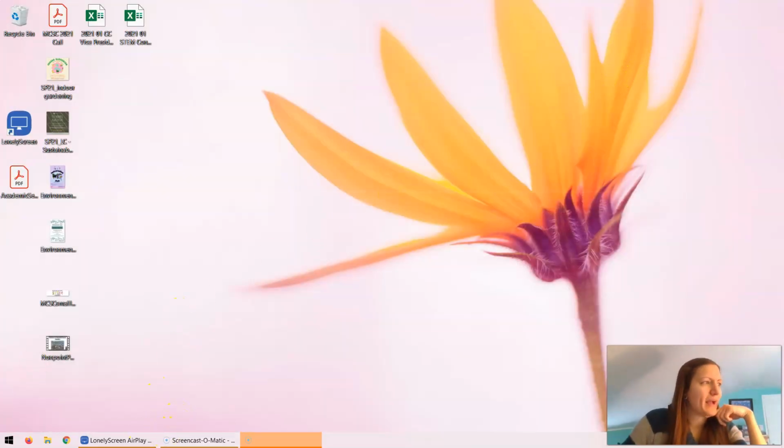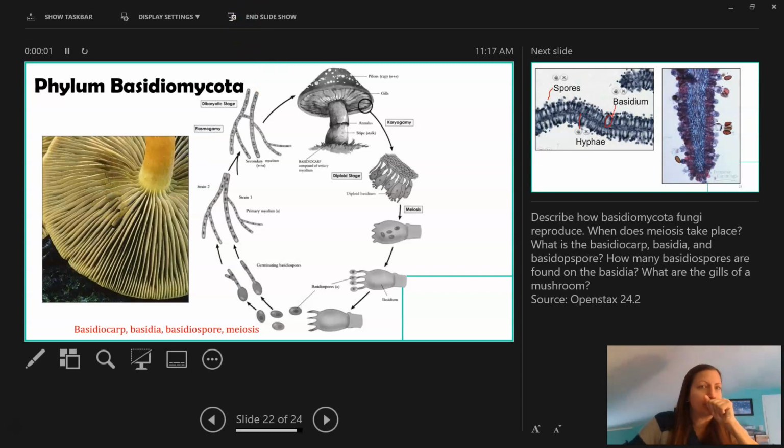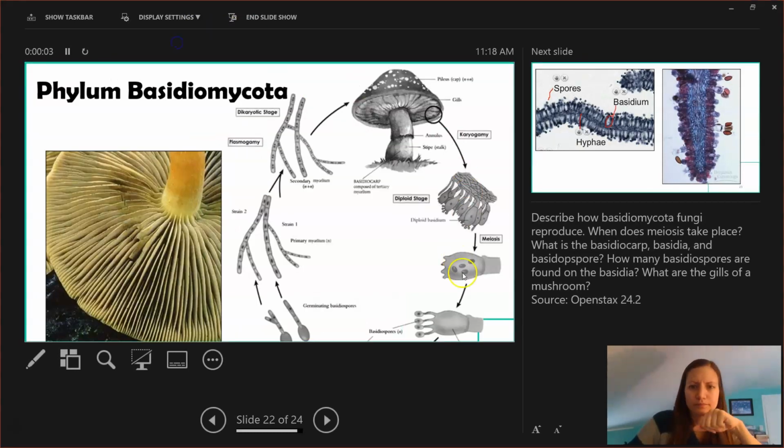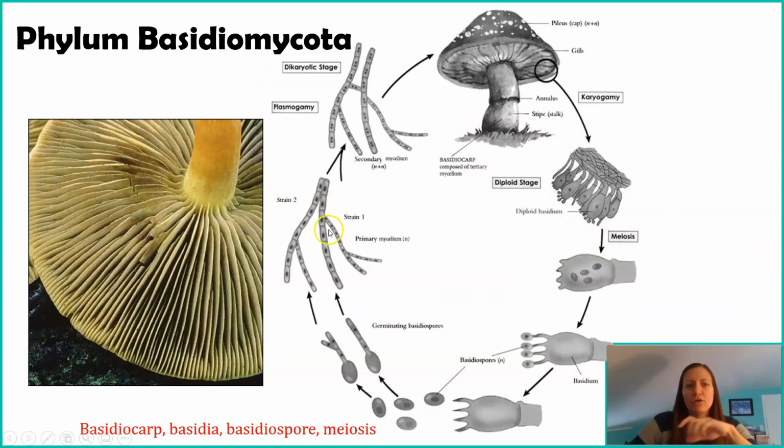So let's go back to the slides. I just want to show you a couple more pictures before we end this section. So again, here's that underside of the mushroom that shows all of these gills. Every single one of these gills has a basidia on it. It has multiple basidia on it that have all of these basidiospores.